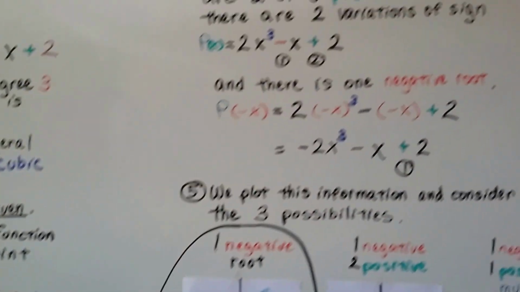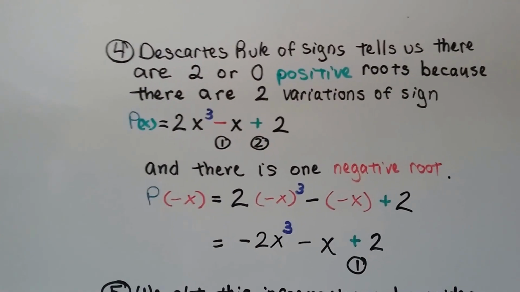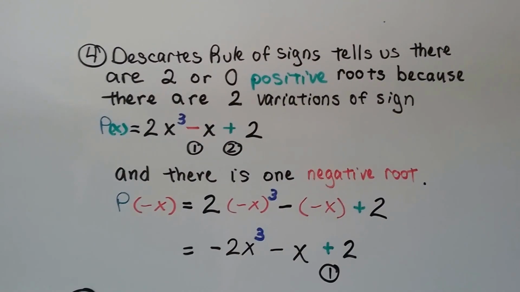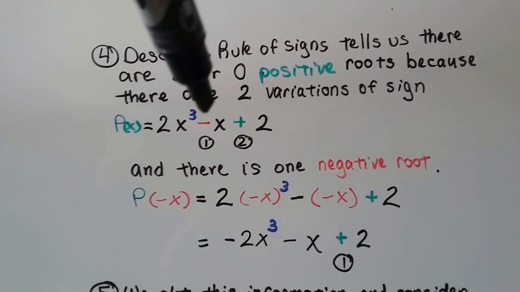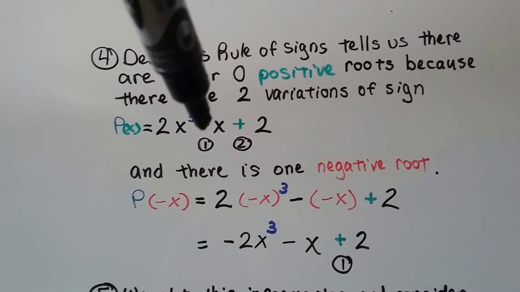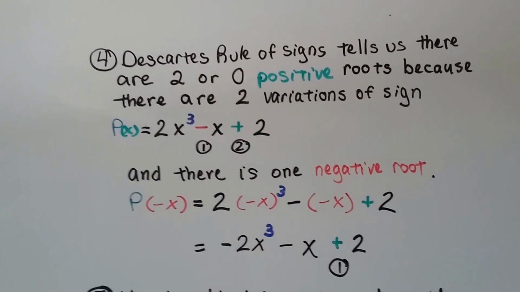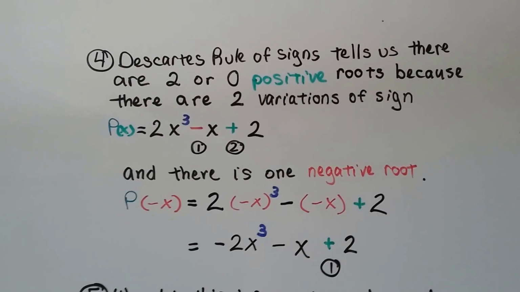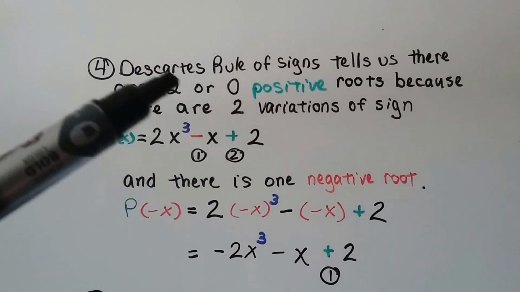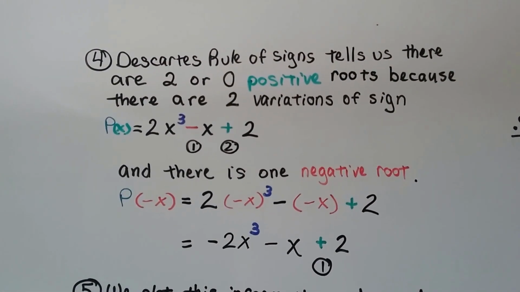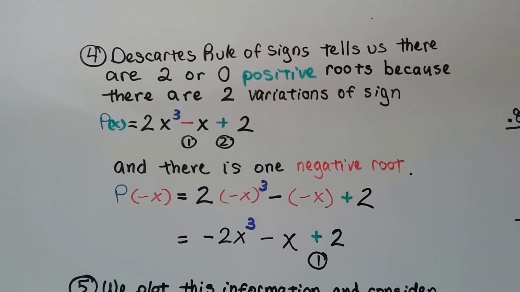And Descartes' rule of signs tells us there's either 2 or 0 positive roots because there's 2 variations of sign. We started with a positive. It went negative, so that was one variation. Then it went back to positive. That's the second variation. So because it's either a 2 or subtracting a multiple of 2, it's either a 2 or a 0. Those were the previous videos also. There's links in this description.